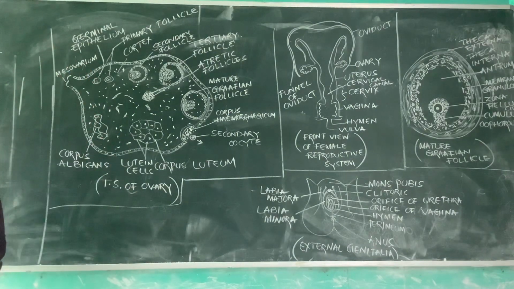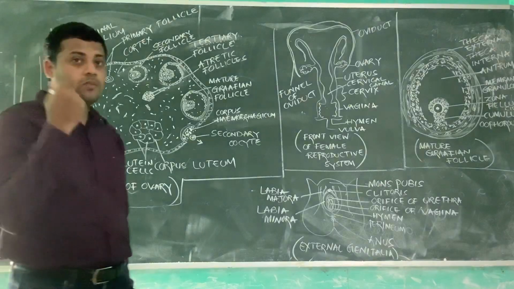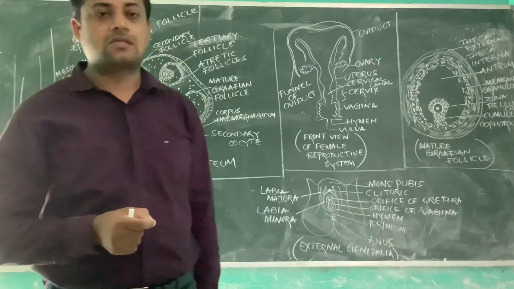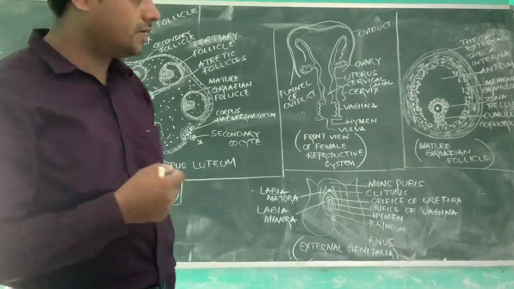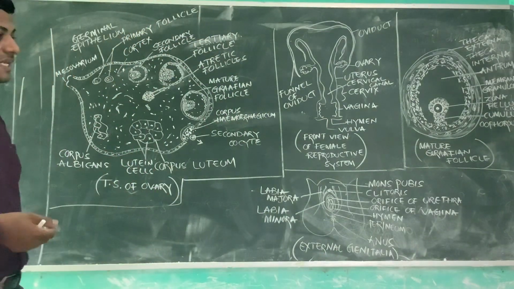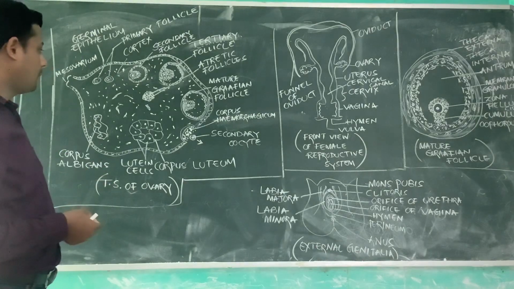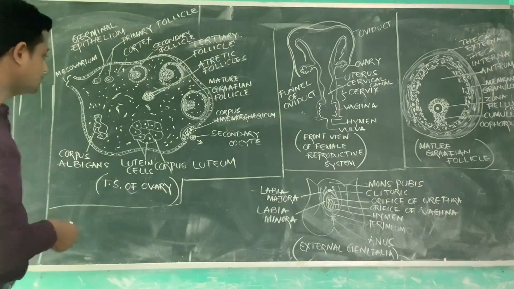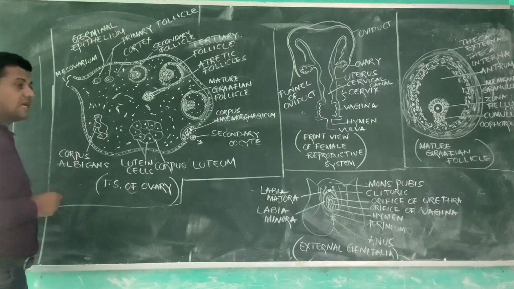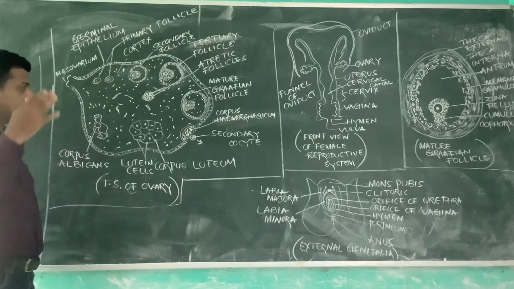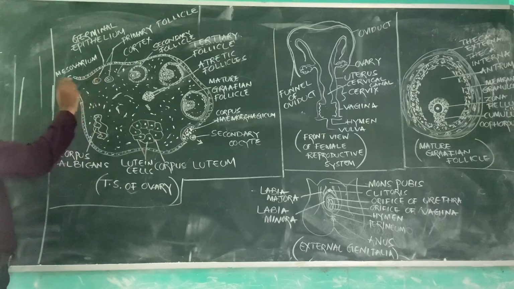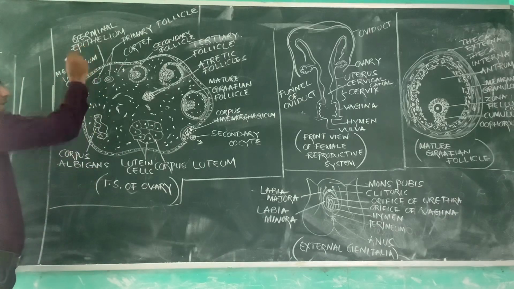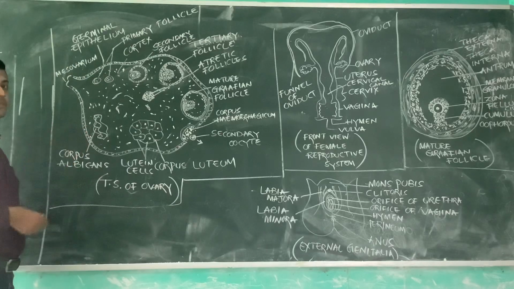The outer lining of the ovary is formed of germinal epithelium, and the germinal epithelium consists of primary germ cells or primordial germ cells which are diploid. Those cells divide to form ovum or egg by a process known as oogenesis. That is discussed in a later class. Today we know that germinal epithelium consists of primordial germ cells which are diploid.